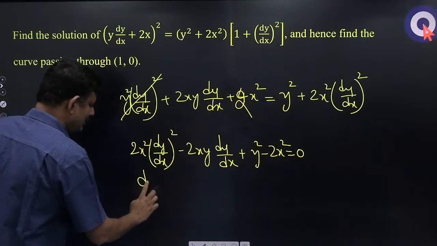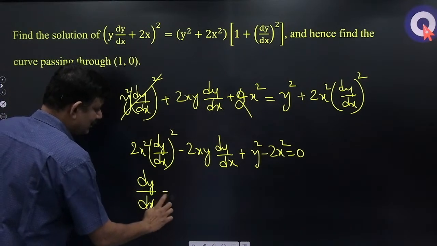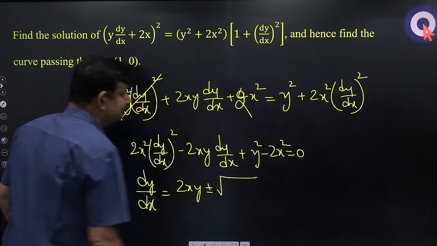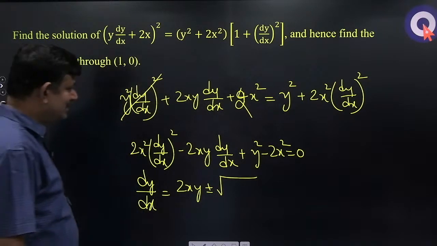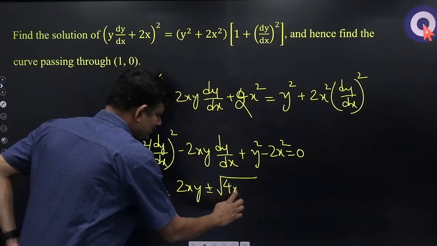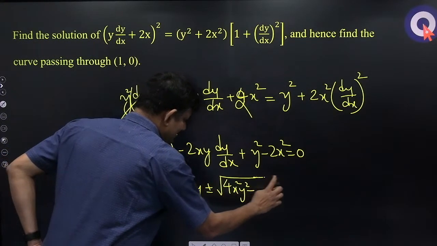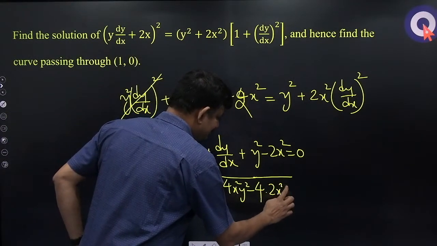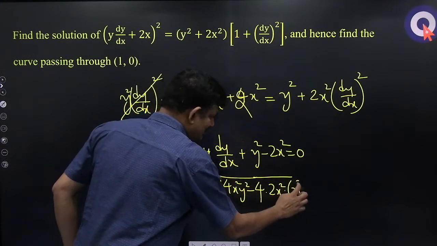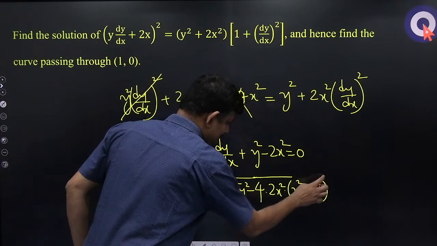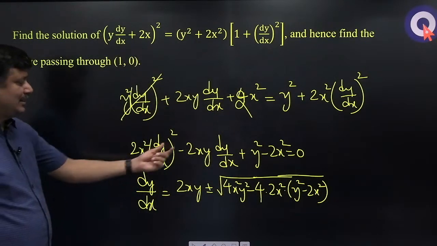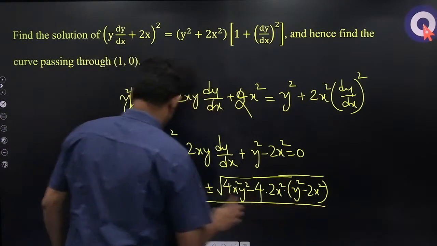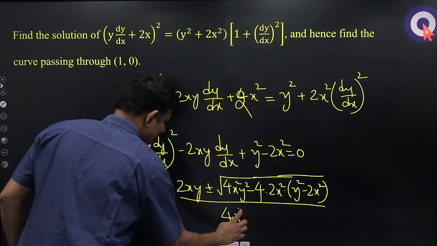So let me find dy by dx from here. Just solve like a quadratic, minus b, coefficient of this, plus or minus root over b square. b square is what? 4x square y square minus 4 a is 2x square, c is y square minus 2x square, minus b plus or minus root over b square minus 4ac by 2a, by 2 into 2x square is 4x square.